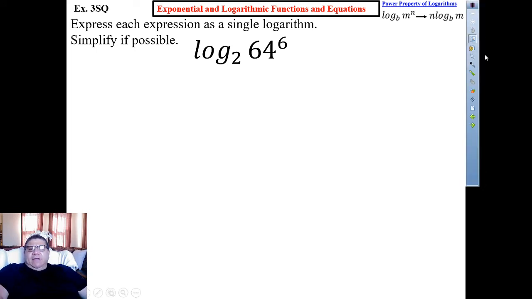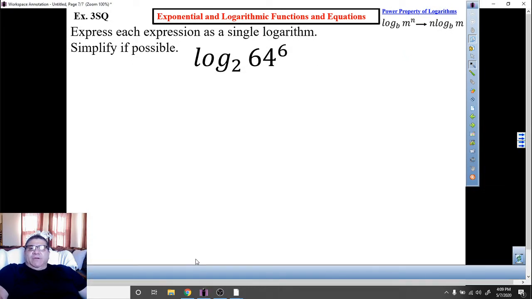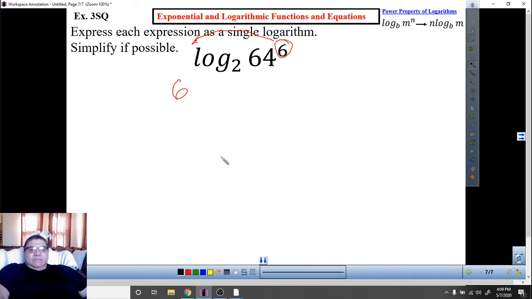Alright, now that we're back, let's see. Once again, it's a power property of logarithms. So what do we notice? That on the given number, we're going to put the exponent as a factor over here in the front. So that's 6 times log 2 and the given number 64. Question, can we write 64 to base 2? Let's find out.